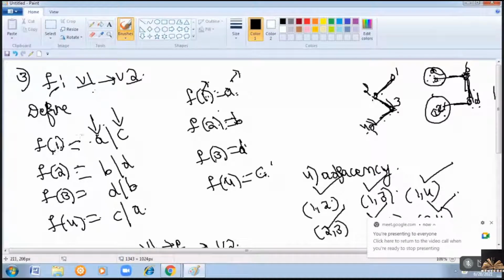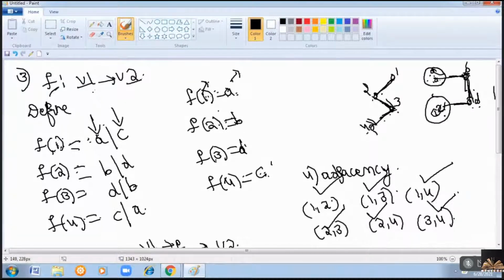f of 1 should be equivalent. So here the degree of the vertex 1 is 1. So it should be equivalent to a vertex in V2 which has the same degree as 1. So in the second graph you have A and C which have degree 1. So f of 1 can be either equivalent to A or equivalent to C.